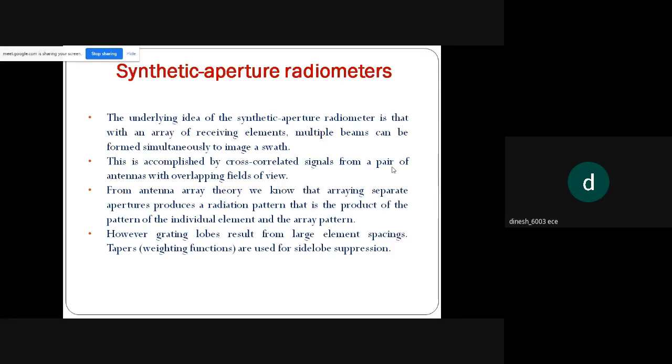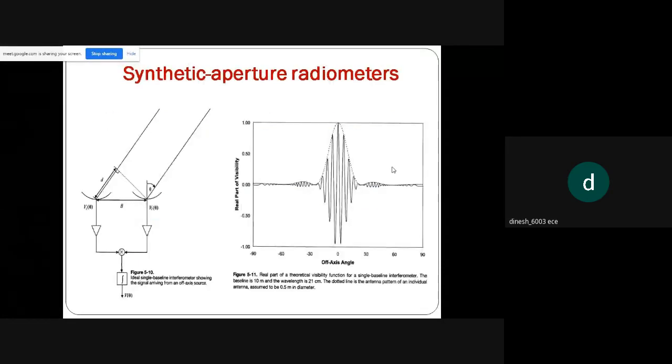From the antenna array theory, we know that in an array, separate apertures produce a radiation pattern that is a product of the pattern of the individual element and the array pattern. However, the grating lobes result from large element spacings, where tapers or weighting functions are used for side lobe suppression. So this is a synthetic aperture radiometer which is used in synthetic aperture radars.